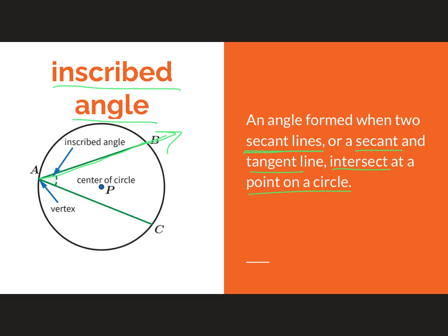So notice these two lines, this line and this line, are intersecting on the circle. That is called an inscribed angle because they intersect on the circle. Notice not at the center, but on the circle.